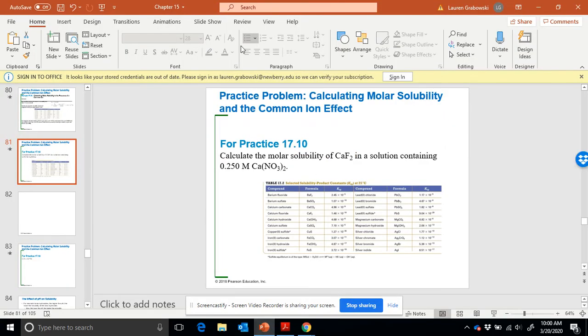Okay, students, so let's go ahead and try this one on your own. It says calculate the molar solubility of calcium fluoride if we had a solution that already had 0.25 molar calcium nitrate. So in this case, you can see that it's already calcium ions this time. Instead of there already being fluoride ions, we already have calcium ions that come from our calcium nitrate, which is a soluble salt.